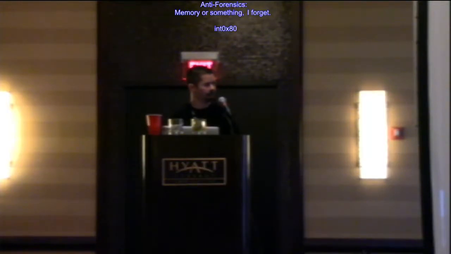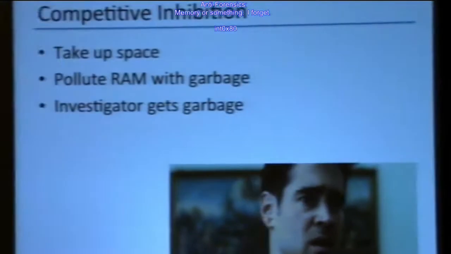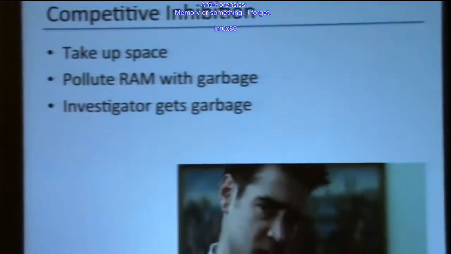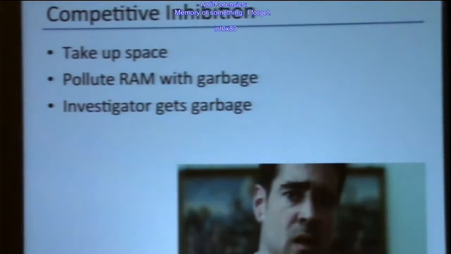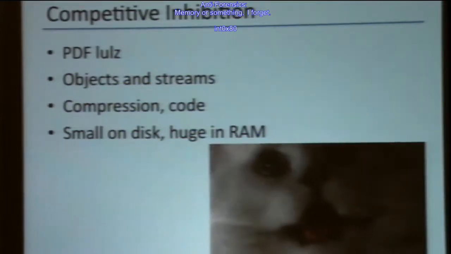All right, competitive inhibition. Like I said, we're just going to pollute RAM with a bunch of garbage. Garbage in, garbage out. Shouts out to InfoSec Reactions for the animated GIF from the movie In Bruges. My weapon of choice for this was PDFs. PDFs are super fun because they can be tiny on disk, but you can put JavaScript in them. They can do compression, so that stuff decompresses in memory. And then when you acquire the RAM image, you just get all this junk. But on disk, tiny PDF.